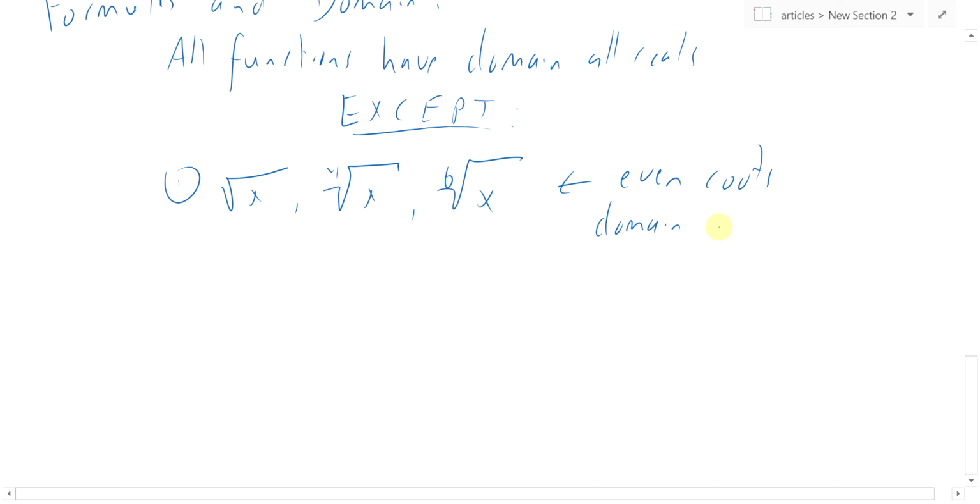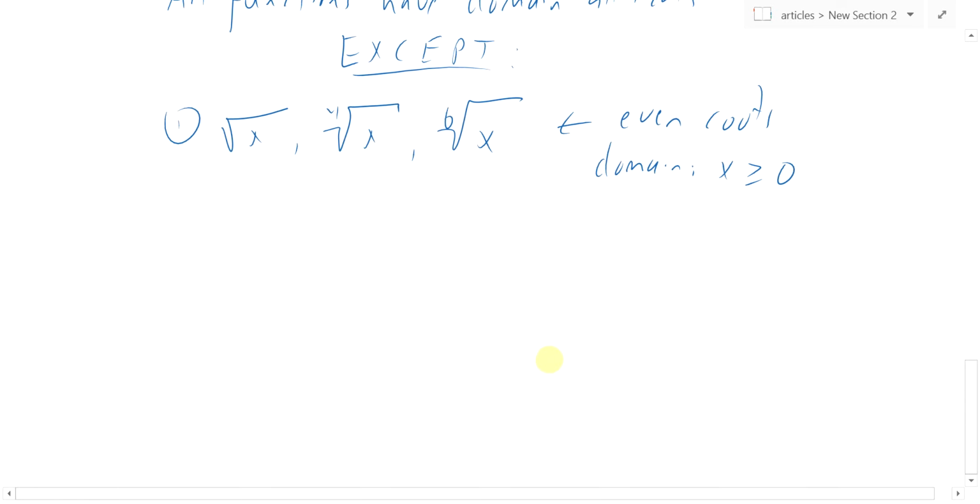Because you can't take the even root of a negative number, right? So you can't take the square root of a negative number. You can only take square roots of positive numbers and 0. So the domain of square root functions are only positive numbers and 0.